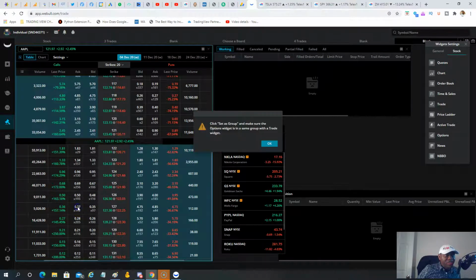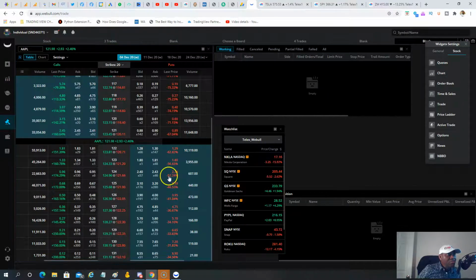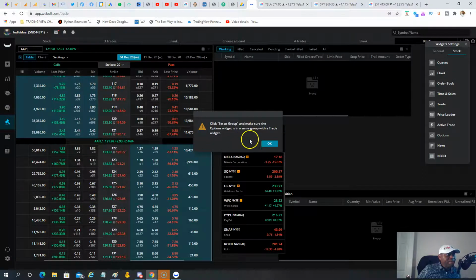But let's say I click on it, click set as a group, and make sure the option widget is in the same group with a trade widget. I am not sure exactly what they mean by that, but here's my bid price, here's my ask price. Click set as a group.